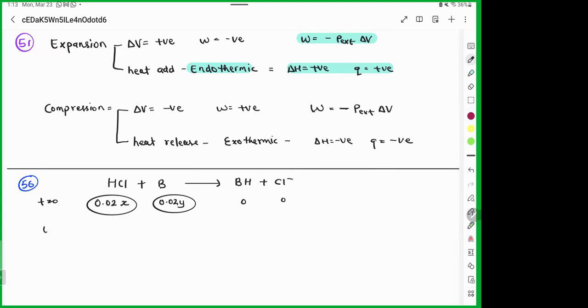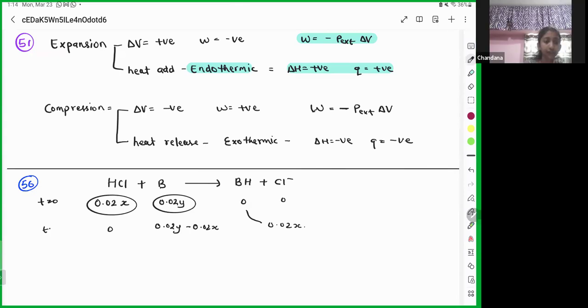After some time, when the reaction proceeds, what will happen? HCl will be used completely, so it will become 0. The base will reduce. Base was 0.02y. Now it has reduced, so how much is left? 0.02y minus 0.02x. How much product is formed? 0.02x. Any doubt, Mridul? No doubt till here, sir. Any doubt, Chandana? No, sir.